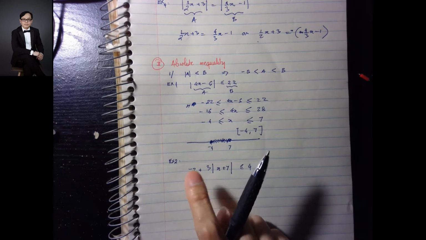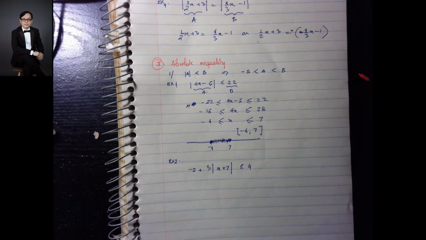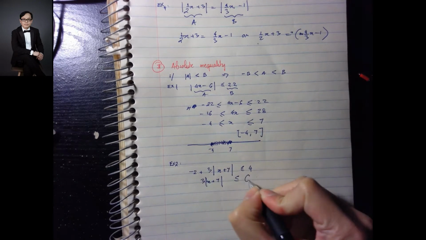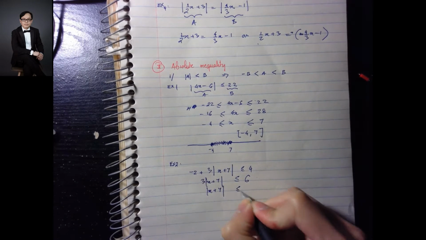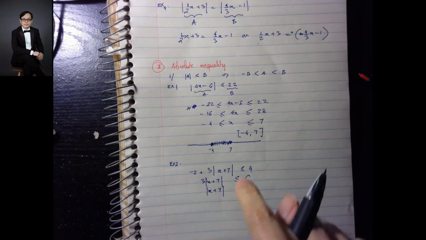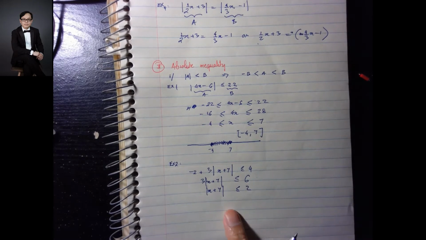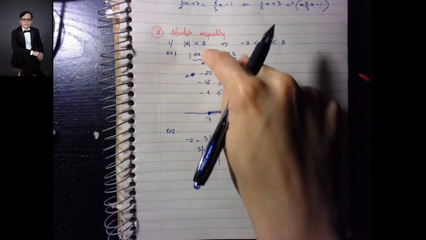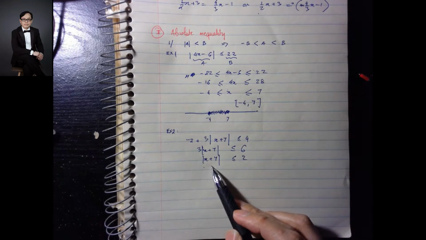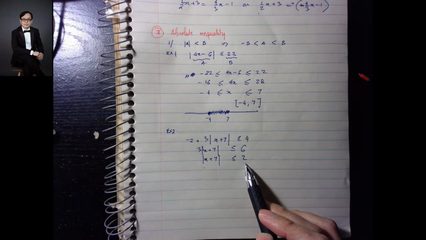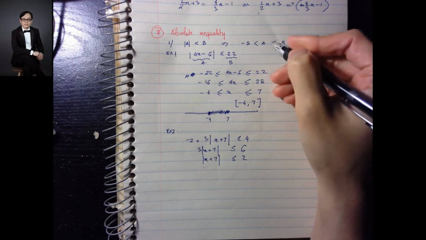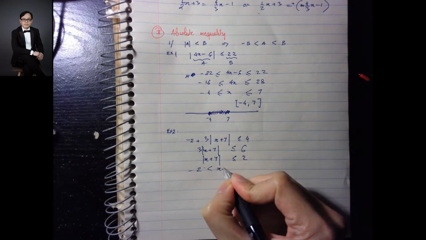I have to get rid of negative 2 first, of course. I add 2 to both sides, so 3 times the absolute value is less than or equal to 6, and then divide by 3. Now the original inequality becomes simpler. Why simpler? Because it's in the form absolute value of A less than B. A in this case is x plus 7, B is 2, so I can split it up and write the answer like this: negative 2 less than x plus 7 less than 2, and I can solve for that easily.